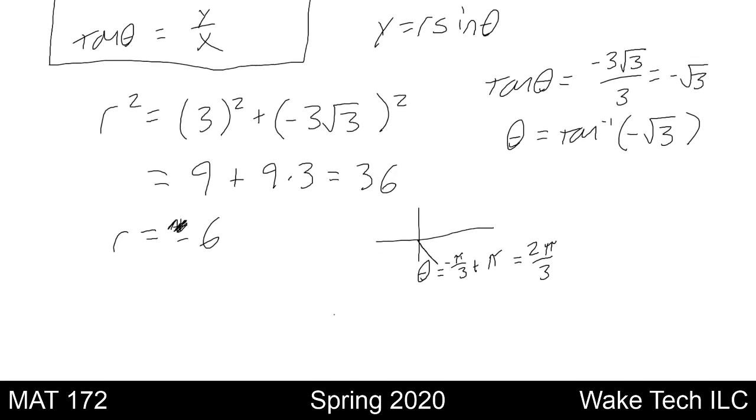Since we have our r and we have our theta, we can write them in our point, and that would be our final answer. Negative 6, 2 pi over 3.